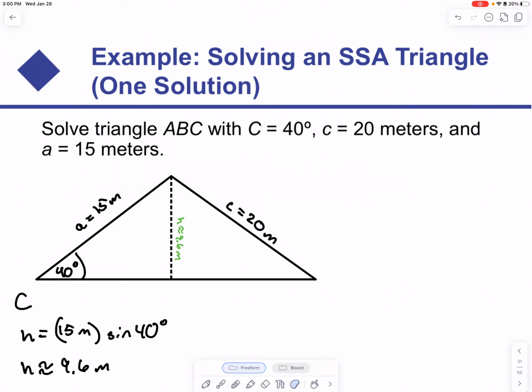Okay, so it should be one triangle possible. So we'll just make a note. We'll say something like, one triangle possible.